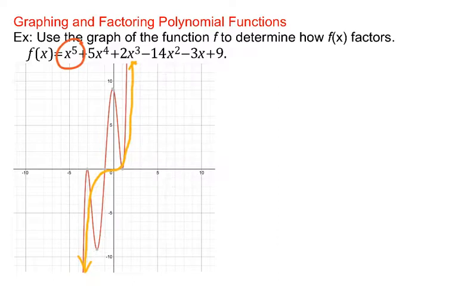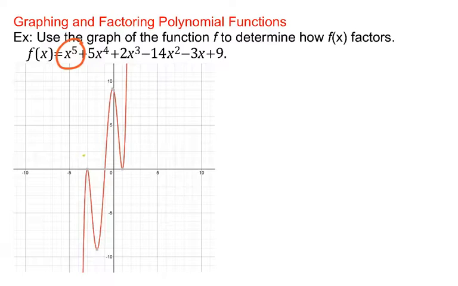Also, looking at the leading term, because it is an x to the fifth term, that will tell me that the polynomial would have to factor into 5 factors. So eventually we're going to be multiplying 5 linear factors together. Now, we also know from the factor theorem that the zeros of the polynomial correspond to factors of the polynomial as well. So let's look at where the zeros are and see what they tell us.